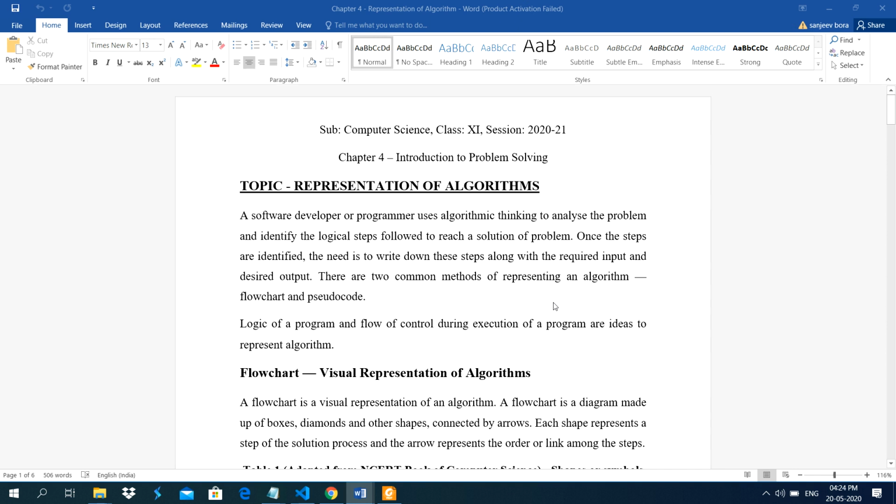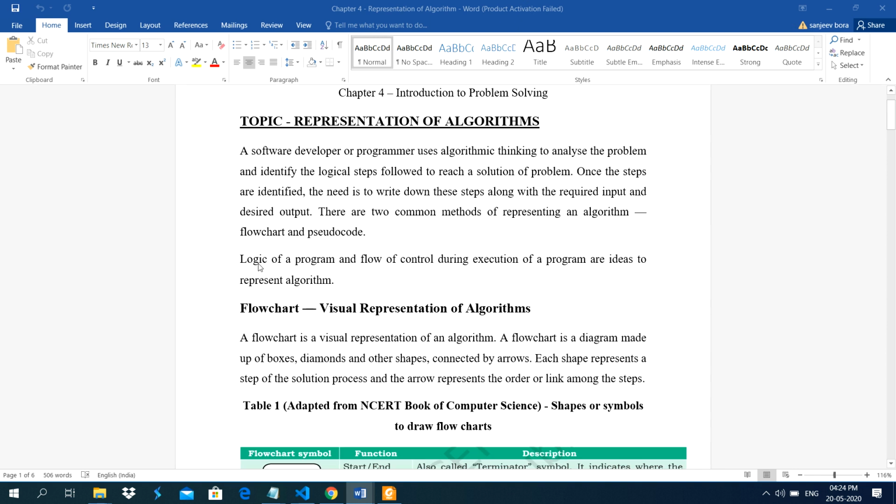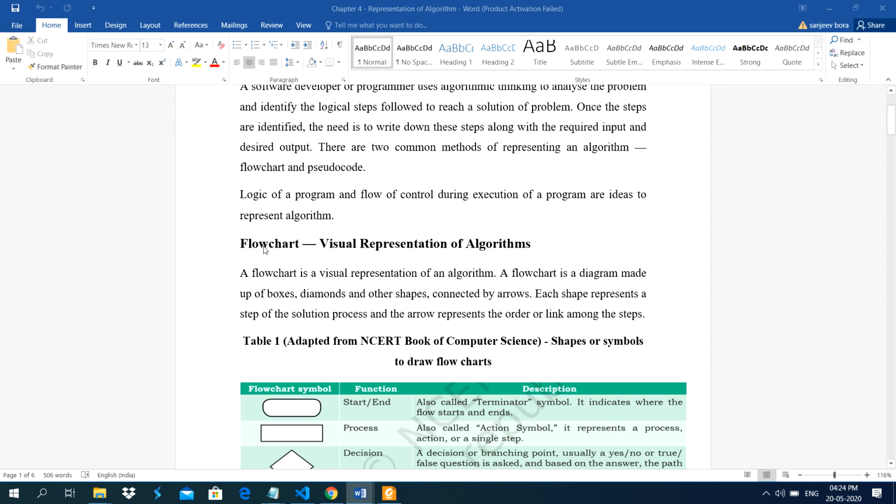There are two common methods of representing an algorithm: flowchart and pseudocode. Logic of a program and flow of control during execution of a program are the ideas to represent. Flowchart is a visual representation of an algorithm, means graphical representation. When you write an algorithm in English-like statements or natural language, it may be difficult to read or understand, but the flowchart is clear-cut because it is a graphical representation.